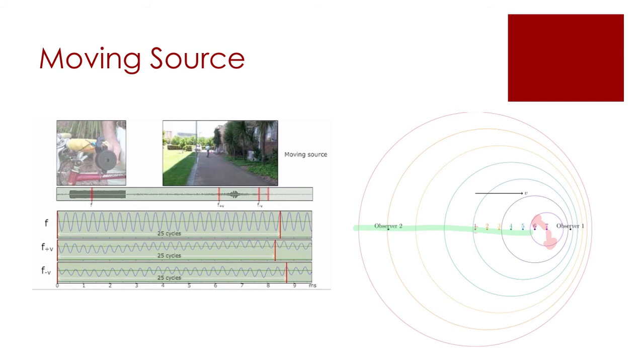The opposite's going to occur over here. We can see that these wavefronts are closer together, so there's going to be an apparent lower wavelength, which means a higher frequency. And observer 1 is before the source, so the source is still coming towards it.